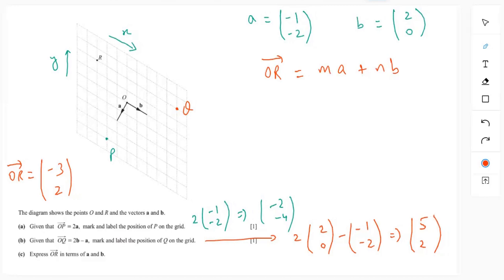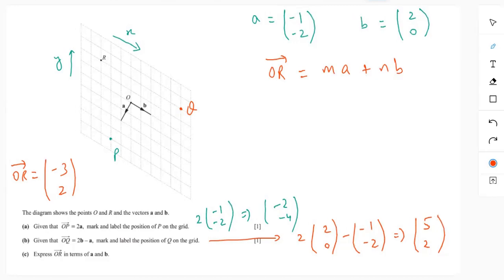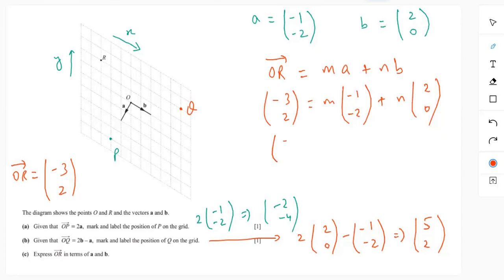हम A और B को किससे मल्टीप्लाई कर रहे होंगे. ठीक है. आपको सिर्फ क्या करना है. OR क्या है? OR is minus 3, 2. उसको यहाँ पे लिखा M into A, which is minus 1 and minus 2, plus N times B, that's 2 and 0. यहाँ सबके पास क्या होगा? You get minus 3, 2, that's equal to minus m plus 2n, and you get minus 2m plus just 0, so that's just minus 2m.